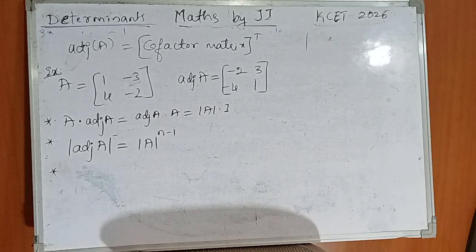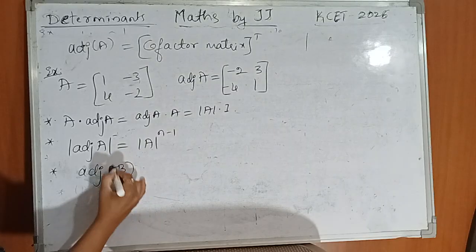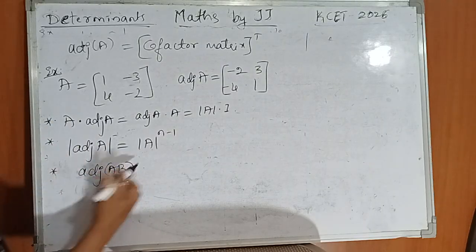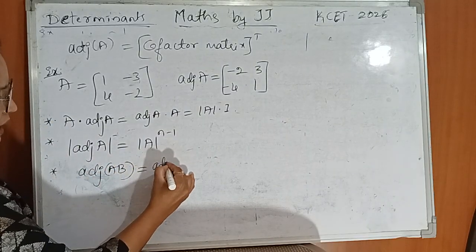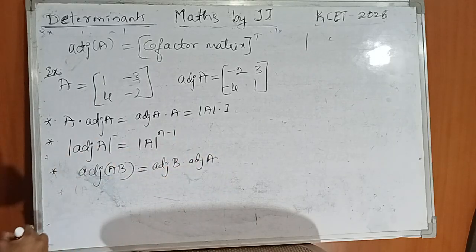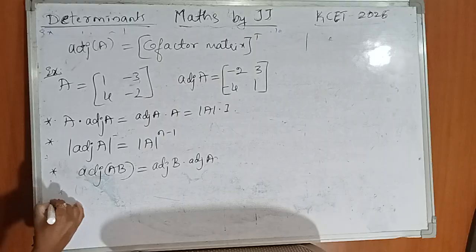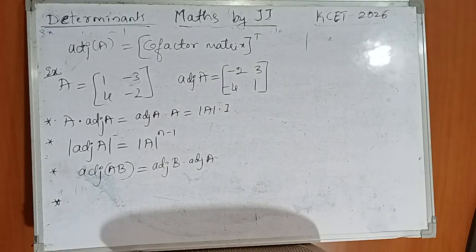particular formula. Next, there is one more, adjoint of AB. So finding the adjoint of AB, which is nothing but adjoint of B into adjoint of A. This is what we call the reverse law. So adjoint of AB is equal to adjoint of B into adjoint of A. That is the next formula.